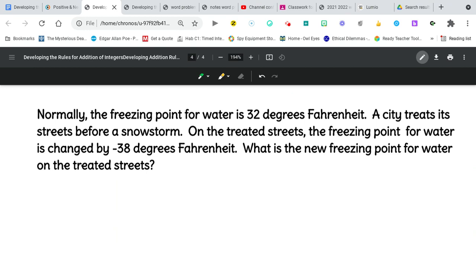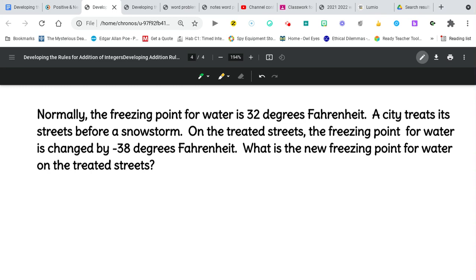Normally, the freezing point for water is 32 degrees Fahrenheit. But then a city treats its streets before a snowstorm because you don't want ice on your roads. So they treat it. On treated streets, the freezing point for water is changed to negative 38 degrees Fahrenheit. So they treat it so that the freezing point for water has to be much, much colder than 32 degrees Fahrenheit, okay? It's got to be negative 38 degrees Fahrenheit.